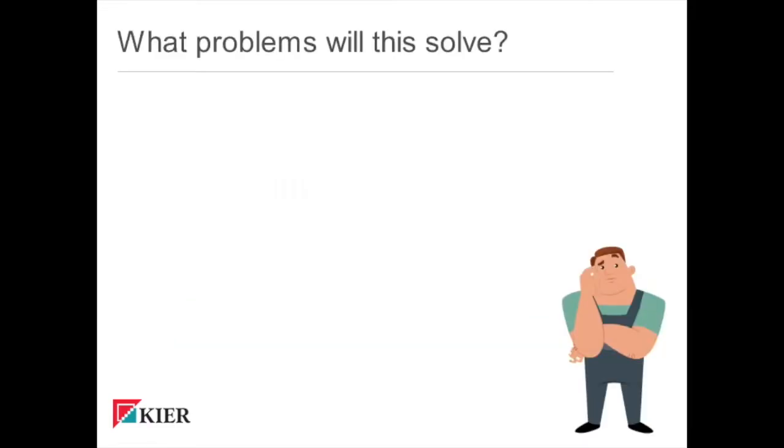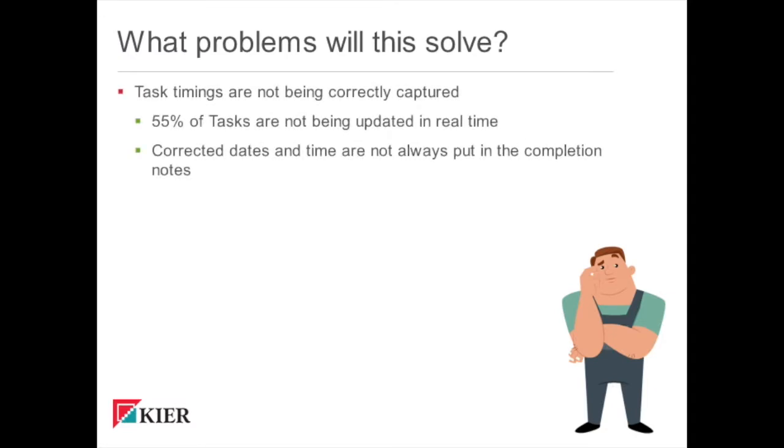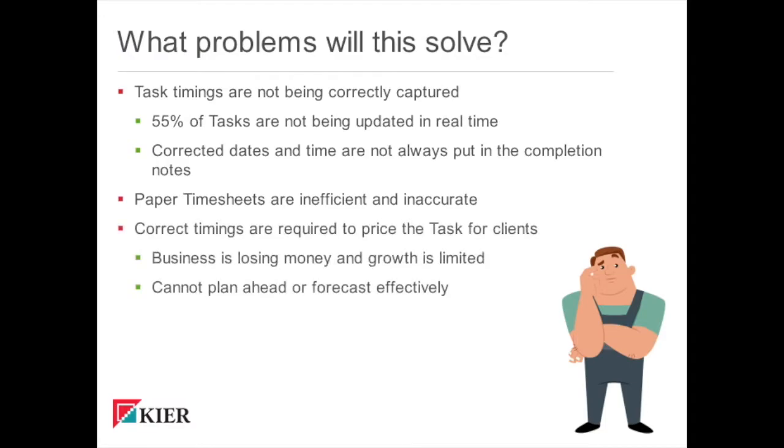This new change will help us address a number of problems which are causing significant issues in administration and finance. Specifically, we're finding that engineers are not using their tablets in real time. In fact, over 55% of the tasks are done without the buttons being pressed while the task is being carried out. And then correct timings are not always provided in the completion notes. In addition, paper timesheets are inefficient and don't tie up with the date and times of the task completion notes either. This leads to a lot of time and effort to get the right dates and times which we need to price the task for the client. And this leads to a loss of revenue, limits our growth and the ability to plan effectively.